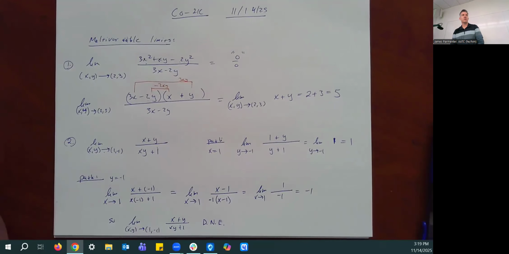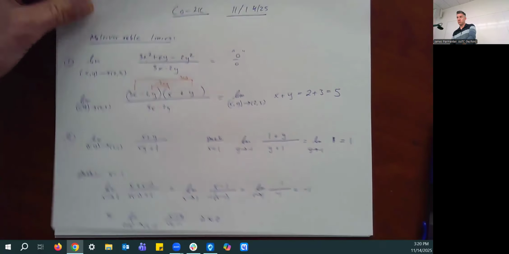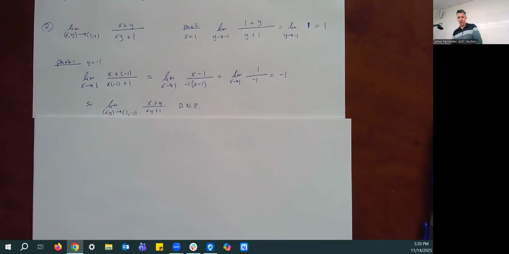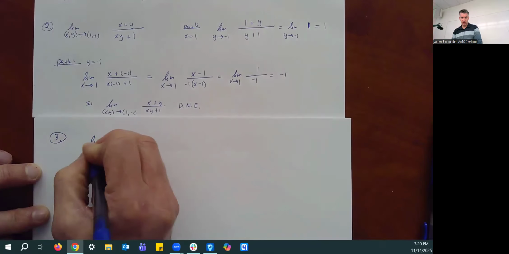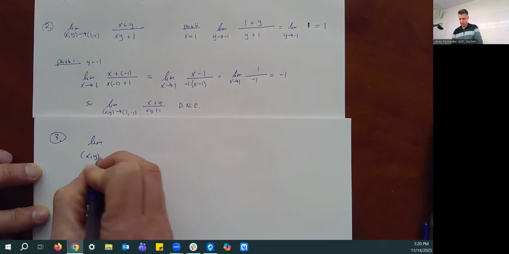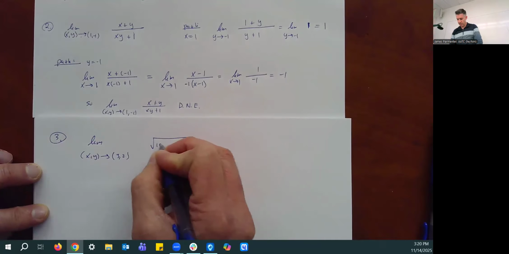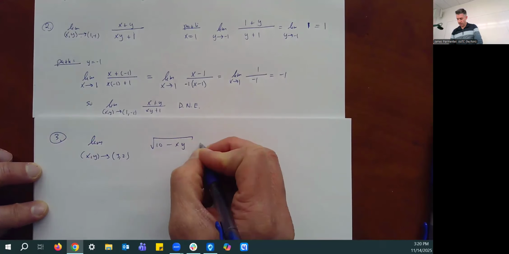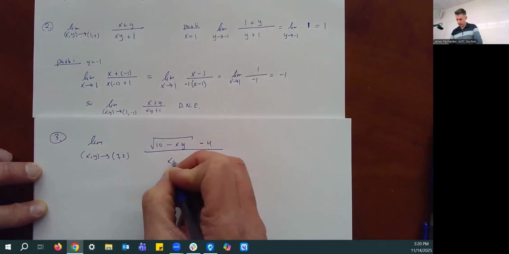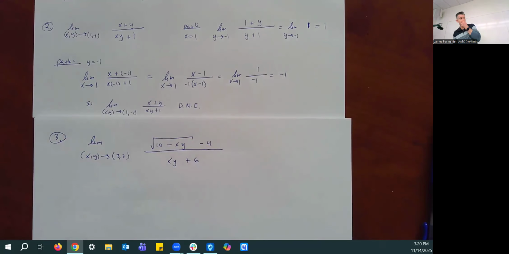For the most part, this is what you're hoping for, right? You're really hoping your limit doesn't exist, because if it exists, it's usually kind of a giant pain, unless you happen to be fortunate to have something like this first one that factors, or something like this next one. Say the limit as (x, y) approaches (3, 2) of the square root of (10 minus x times y minus 4) over (xy plus 6).